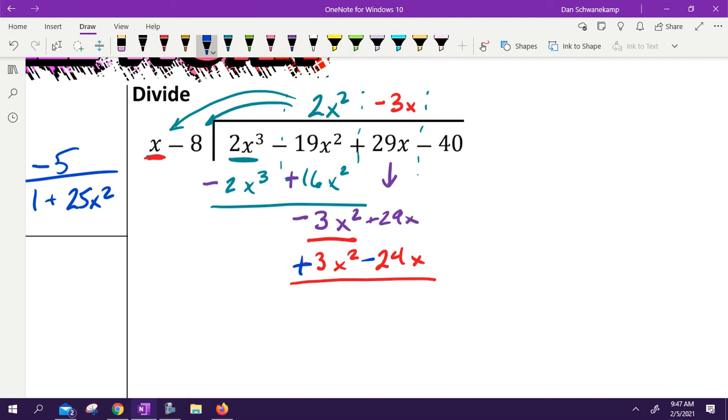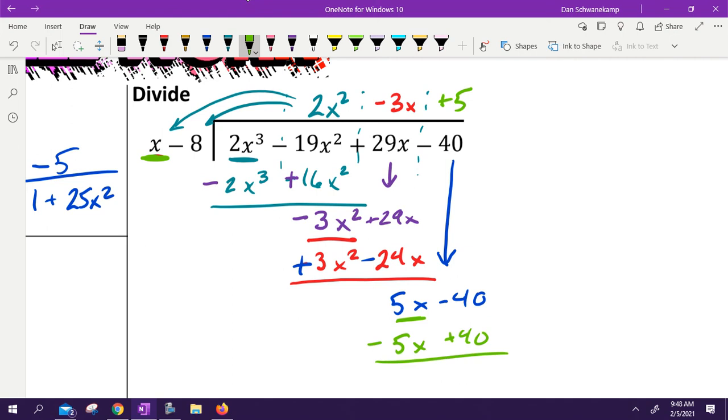Change the signs. I'm subtracting. 3x squareds cancel. This gets me 5x. I bring down the next thing in the mix, and I do it one last time. I ask myself the question, x times what is going to get me 5x? 5. So I write a 5 up above, and then I multiply down. 5 times x is 5x. 5 times negative 8 is negative 40. Change my signs. I get 0.